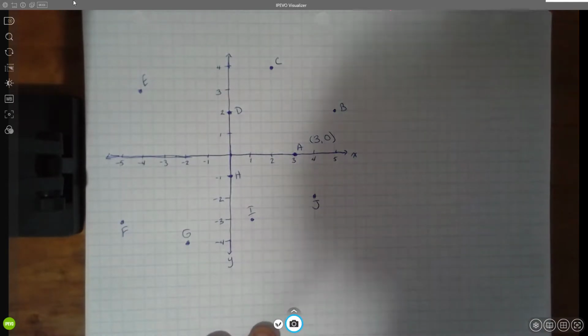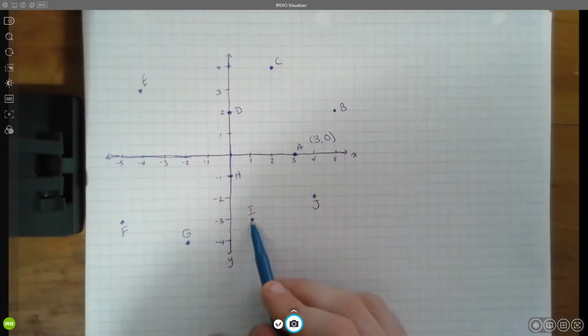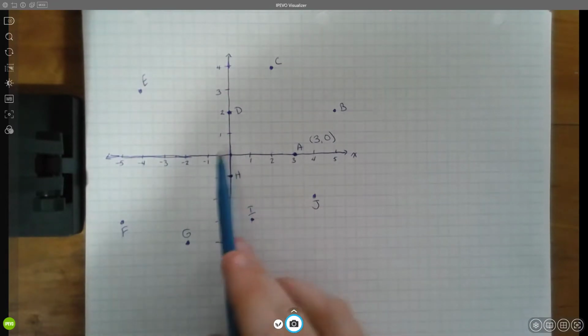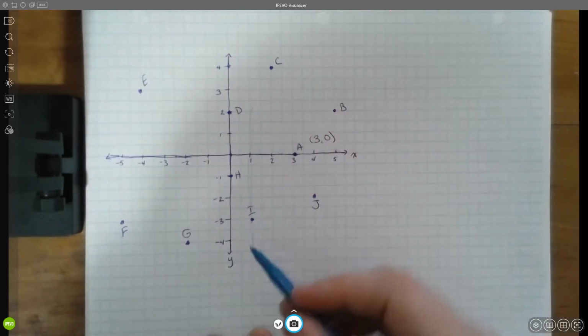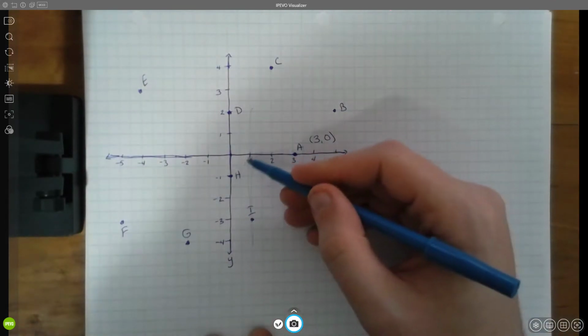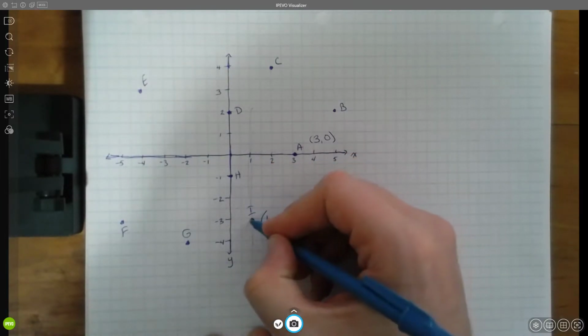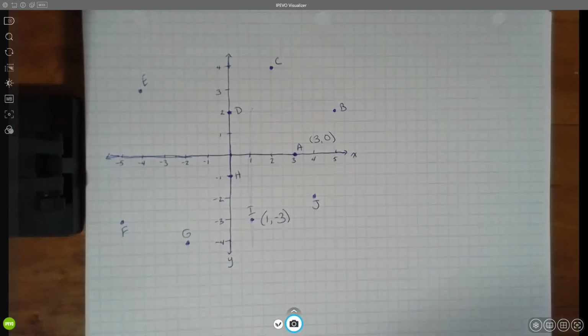B asks us to figure out the coordinate of point I. So point I is right here. We start with our x, how far right or left it is. It's 1 to the right, which means our x is 1. Then how far down? 1, 2, 3 spots down. So -3 in the y direction.